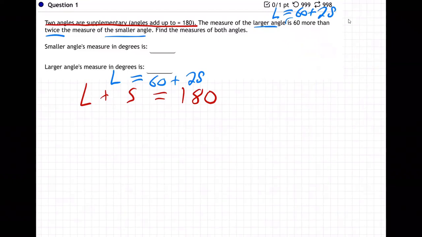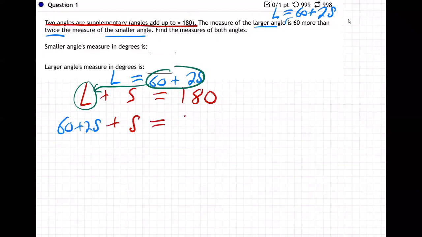All right, so how do we solve two equations at the same time? Well, I think the easiest thing to do here is just to grab this right here and plug it in right there for L. I'm going to plug one equation into the other. Why? Well, because the top equation says L equals 60 plus 2S. So I can plug in for L what it's equal to, 60 plus 2S. So right there, I'll plug in 60 plus 2S plus S equals 180.